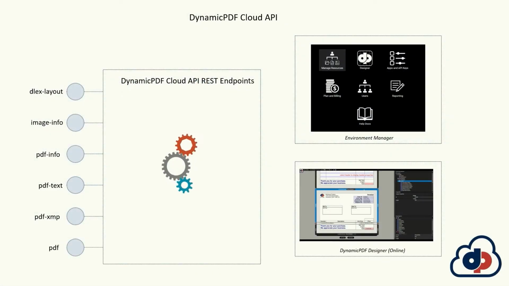The DynamicPDF Cloud API consists of the following endpoints: DLEX layout, image info, PDF info, PDF text, PDF XMP, and PDF.